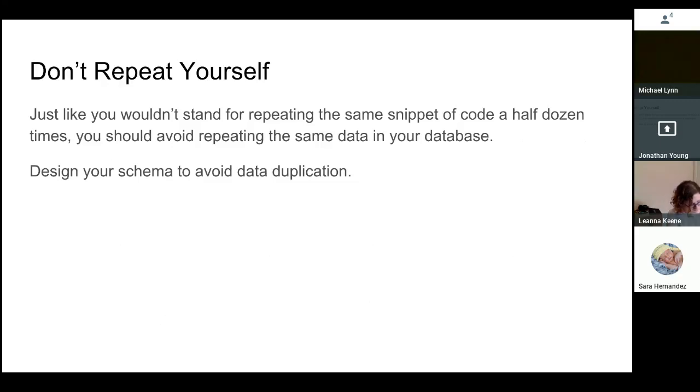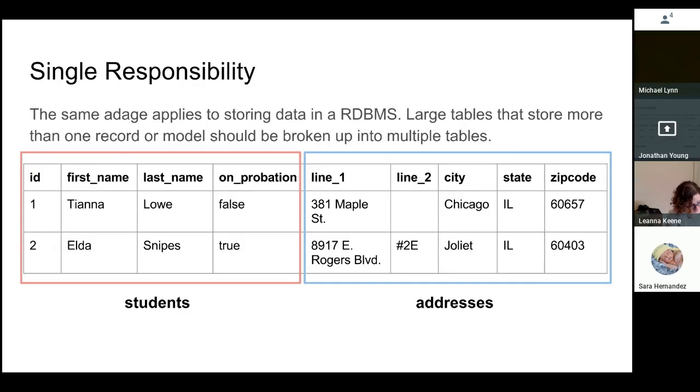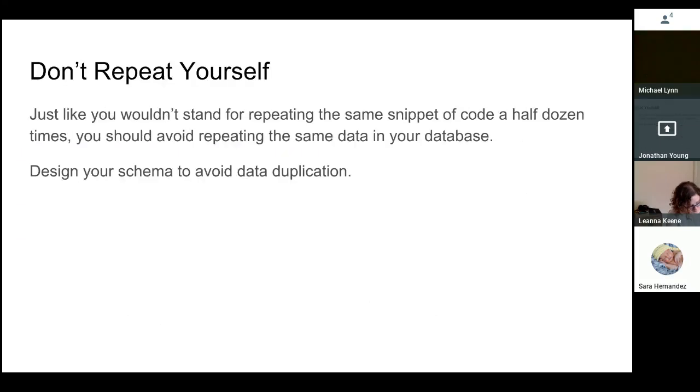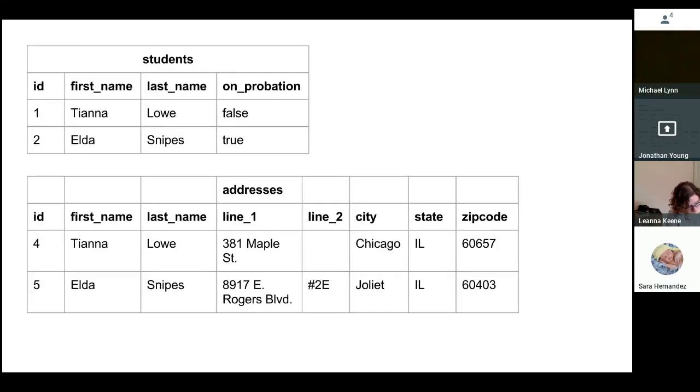So make sure that your code and your schema are very single responsibility, and at the same time, keep your code DRY. Don't repeat yourself. So I've got two things right here. I have students and I have addresses, and I have a bit of duplication when it comes to first name, last name on the students and first name, last name on the addresses.